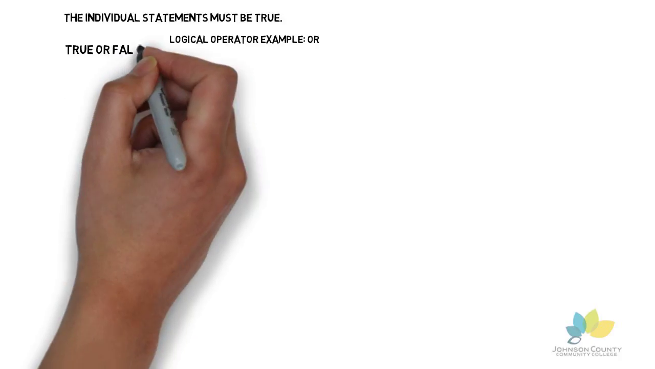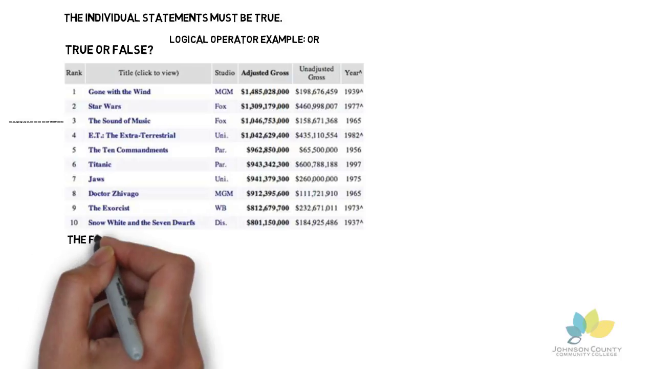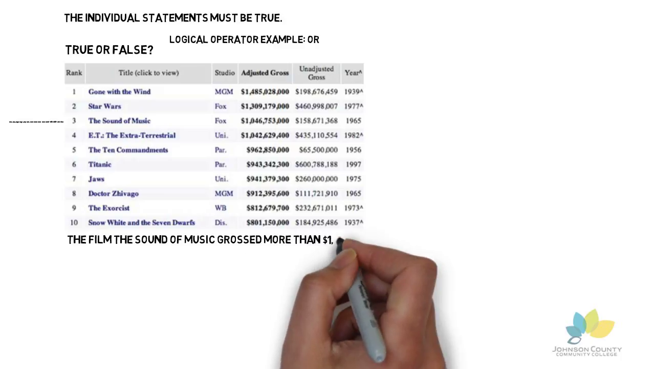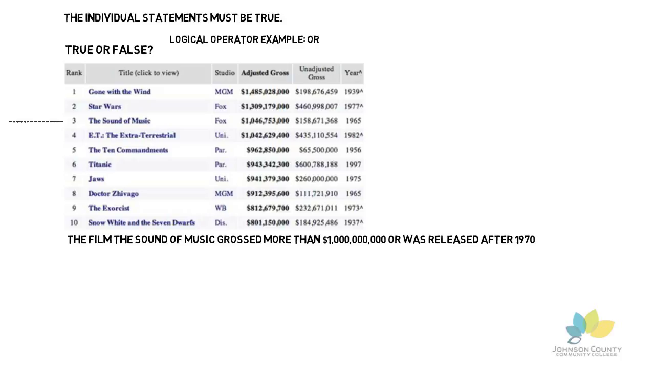true or false? The film Sound of Music grossed more than $1 billion or was released after 1970. The answer is true. Sound of Music did gross more than $1 billion, however, it was released in 1965.